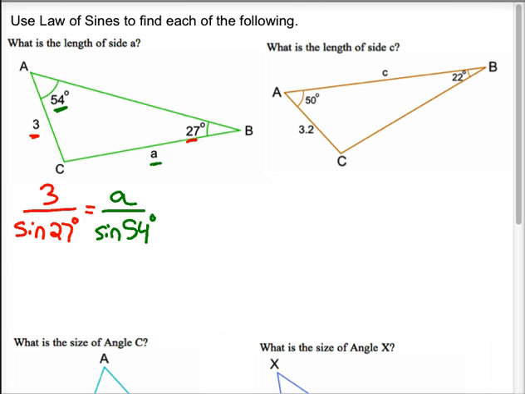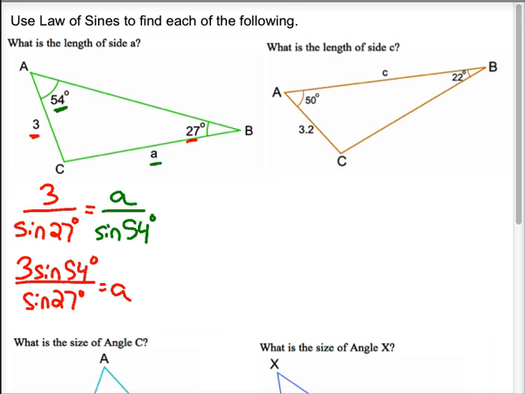So now I'm trying to get side length A. So I need to get that A by itself. Well, right now that A is being divided by the sine of 54 degrees. So what I'm going to end up doing, I have to multiply by that sine of 54 degrees. So I multiply that over. So I have 3 sine of 54 degrees over sine of 27 degrees equals my A.